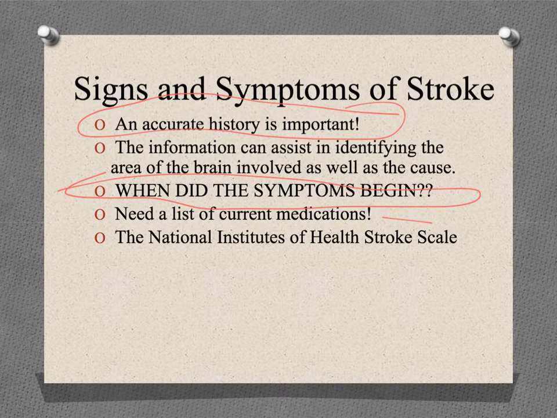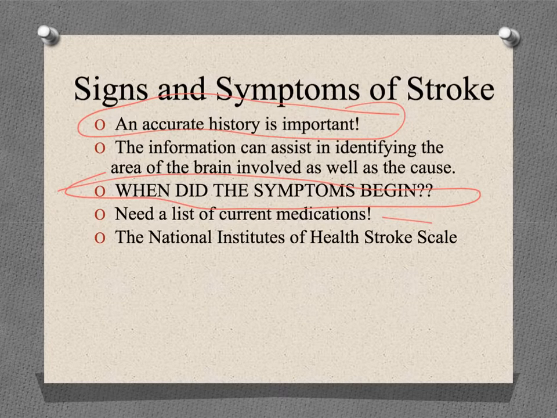That scale can be found in your book. It's basically giving them numbers for level of consciousness, following commands, their vision, facial palsy. Again, we like numbers, if you recall that I've said this in the past. In healthcare, it's helpful to have numbers to score someone. That way, it helps us determine a baseline and then when a change occurs.